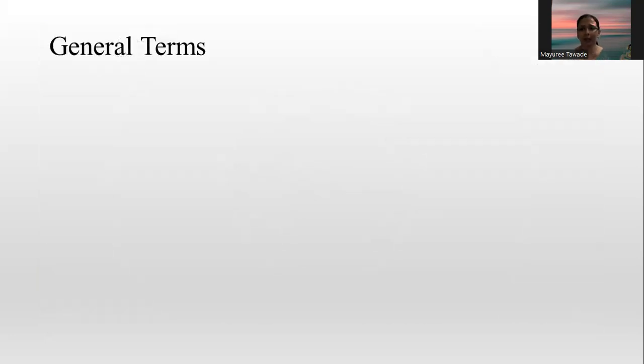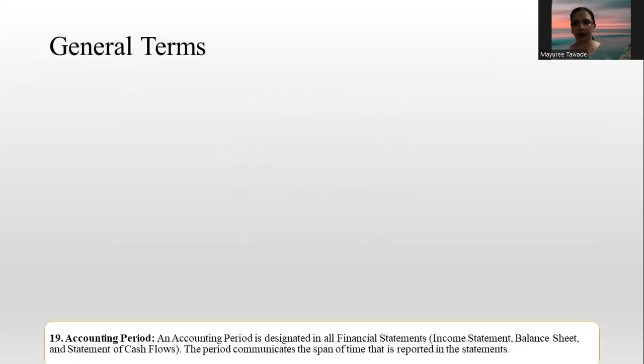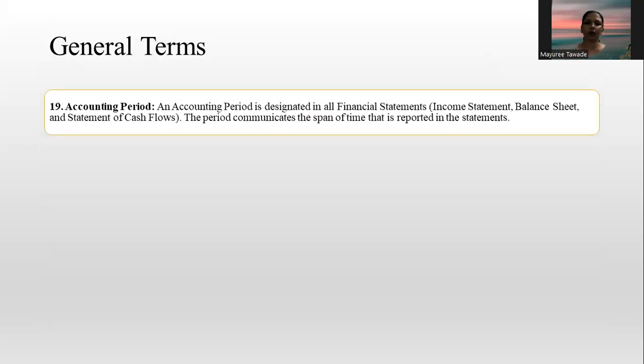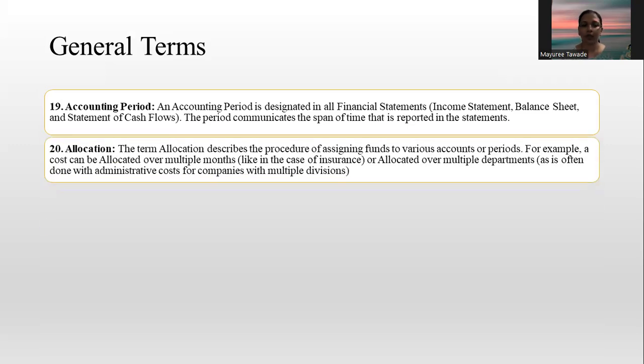So let us understand what the general terms in accounting are. Accounting period: as I've already told in the first video, there is a certain accounting period where the income statement, balance sheet, and profit and loss accounts are made for that particular period. So allocation, what do we understand by allocation?